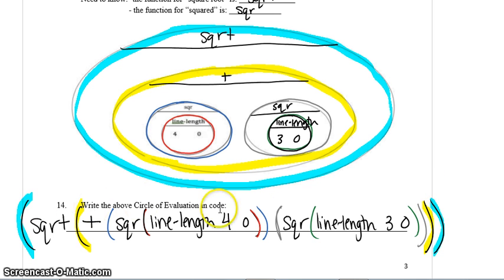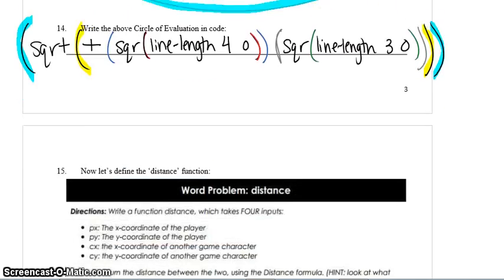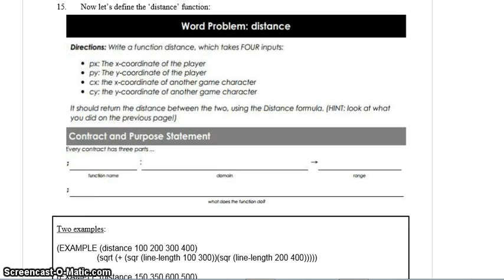So we have a lot of parentheses here, but every single one of them is necessary. And the order of every single thing here is also incredibly important. None of the order can be changed. So that is our distance formula converted into a circle of evaluation and then converted into code. Let's take a look at how this is going to help us on the last page of the packet, which is actually where we're writing the distance function for our video game.